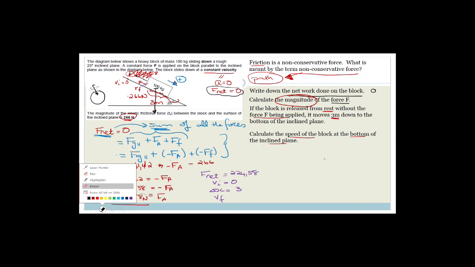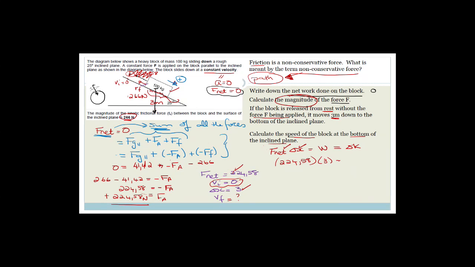Right, so we know that F net delta x equals the work done, which equals delta k. We have the net force, cha-ching. We have the delta x, cha-ching. We have the initial velocity, it's 0. So can we work out the final velocity? Yes, because we have mass, yay. So we can say 224.58 times 3 is equal to half times the mass of 100 times VF squared minus 0, because initial velocity is 0.